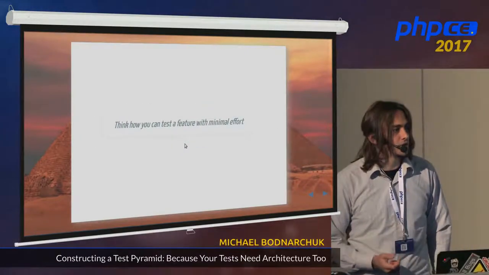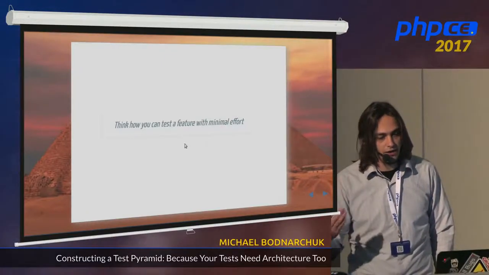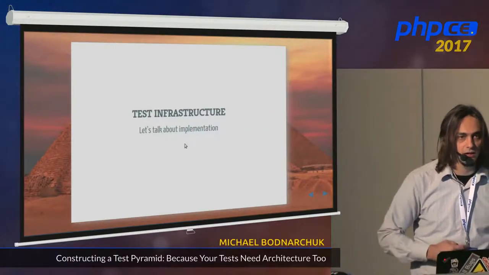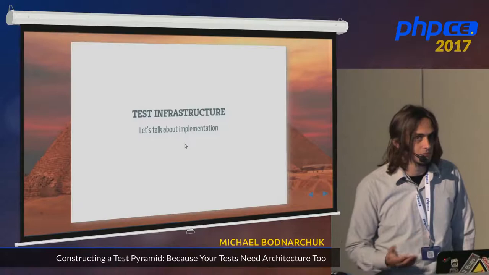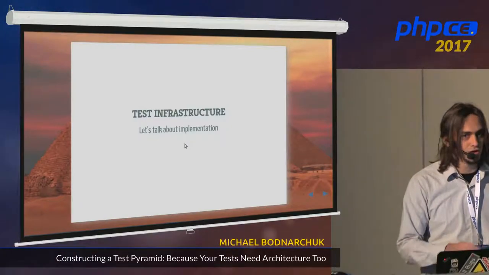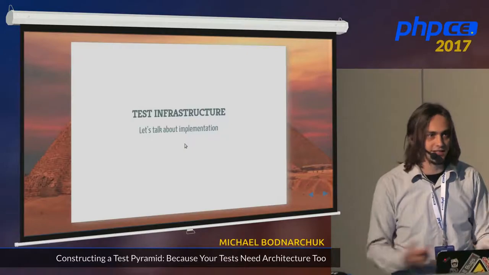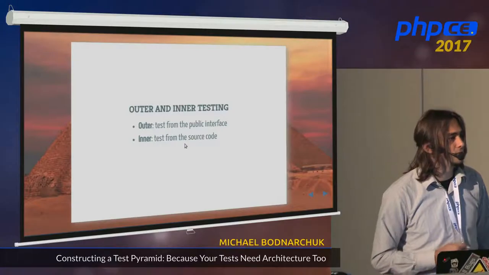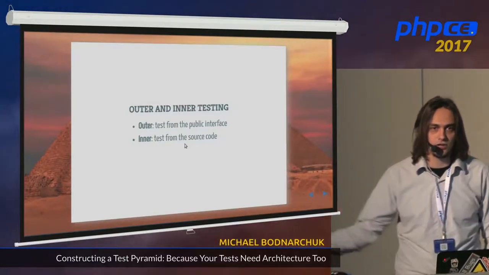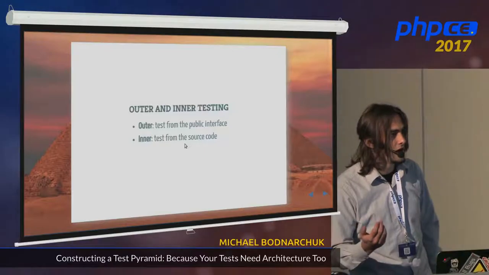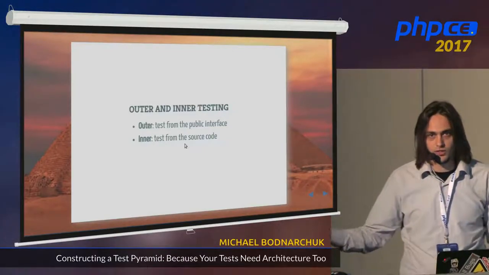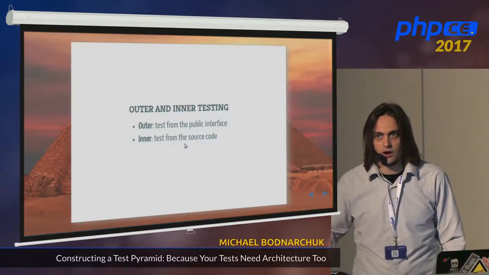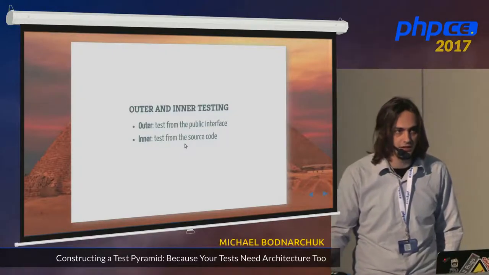Every time you start developing a test, think how you can test it with minimal effort, and what the possible options are. Because if you don't even have an idea how it can be tested, you probably don't know how to test it with minimal effort. At first, we have two different kinds of testing, outer testing and internal testing. Outer testing is testing from our user's perspective via our interface. And second, internal testing, testing from our code base as we do in unit testing.